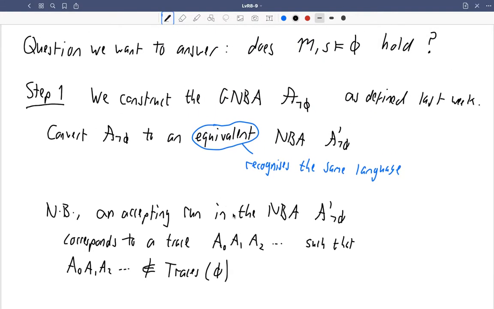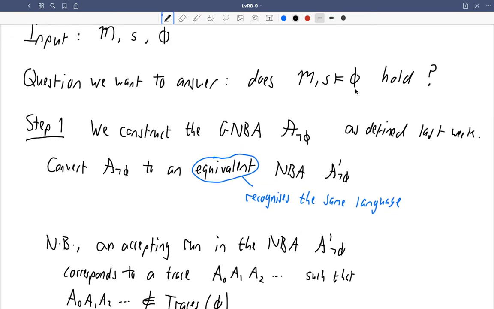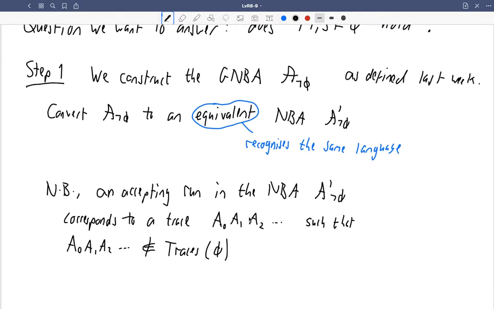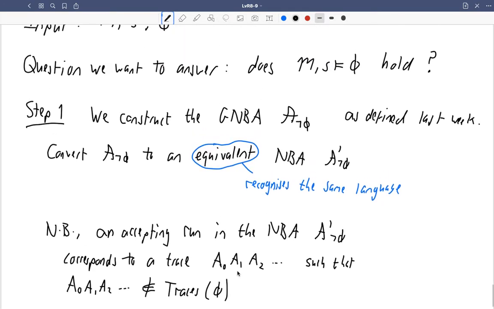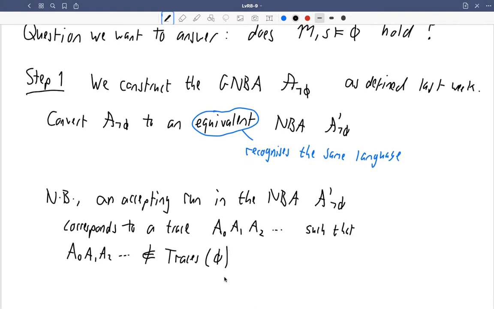Now the reason we use the formula not phi is that we're trying to check whether phi holds in the transition system along every run starting from the state S. So if it doesn't hold, then what we need to do is find a path through M on which not phi holds. So we essentially want to find a path through M such that the trace generated by that path belongs to the trace language of not phi, or does not belong to the trace language of phi.